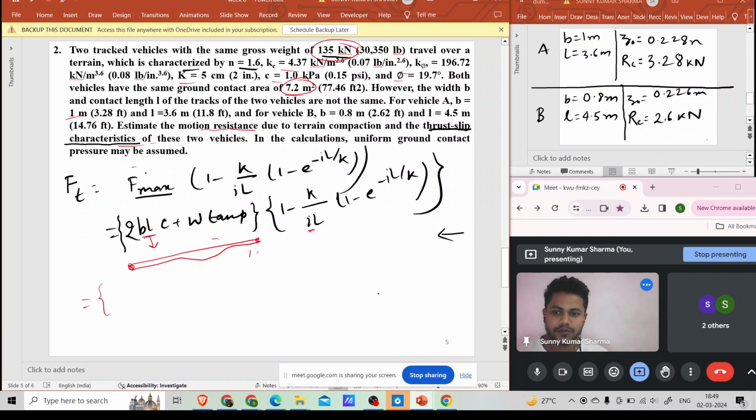B into L is 7.2, which we have already seen. So 2 into 1 into 3.6 into c, given as 1 kilopascal, plus W tan phi, W is 135 into tan phi, giving 19.7. You calculate for both tracks. Are you calculating? Yes, sir.